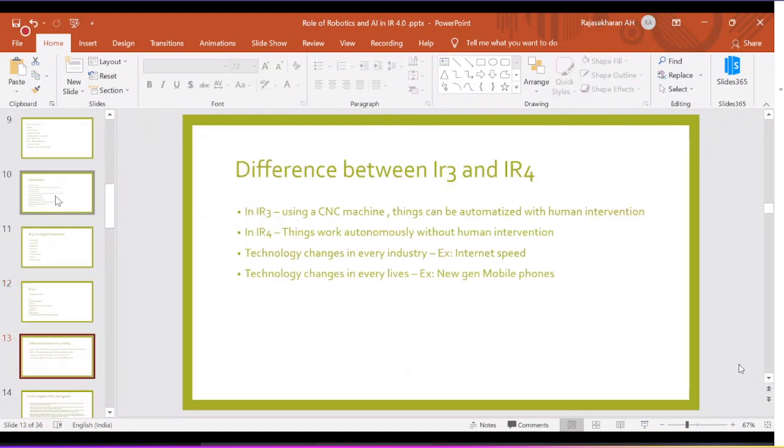Right. So, what is the difference between IR3 and IR4? Nothing much. In IR3, you can see a CNC machine that actually needed human intervention, but right now machines do not need human intervention. And in terms of technology, you can compare the internet speed. Those days it was in KB or MB, but now 4G has come and 5G is going to come. You can also see the difference in mobile phones, right? 20 years back, we would have used the 3310, but today, people are with advanced mobile phones, the new gen phones, right? So these are the changes that happen between IR3 and IR4 in terms of technology.